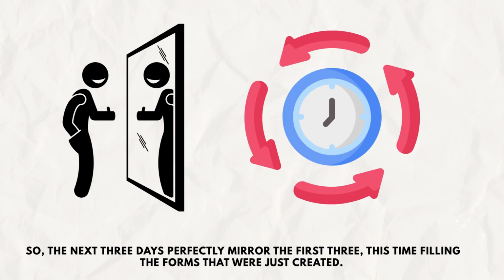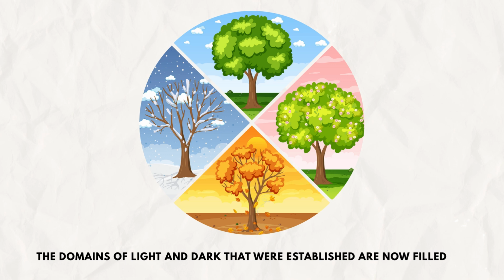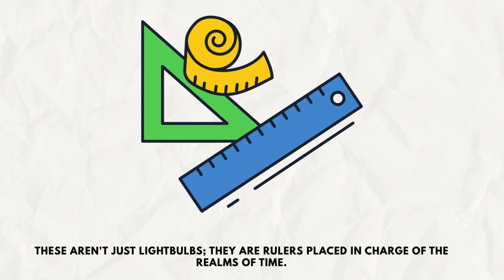It's empty. So, the next 3 days perfectly mirror the first 3, this time filling the forms that were just created. Day 4 corresponds perfectly to day 1. The domains of light and dark that were established are now filled. God creates the sun to govern the day and the moon and stars to govern the night. These aren't just light bulbs, they are rulers placed in charge of the realms of time.